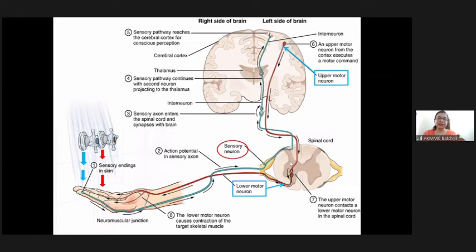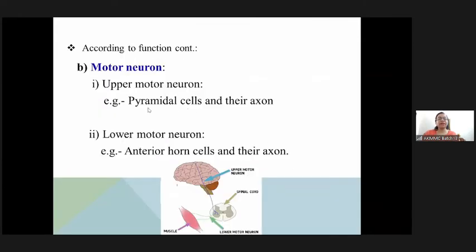So what will be an example of upper motor neuron? Pyramidal cell and their axons. And lower motor neuron, anterior horn cells and their axons. Okay, this much is clear, Insha'Allah, isn't it? Yes, ma'am.